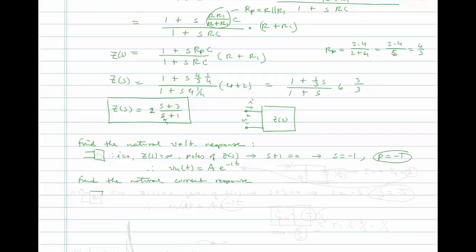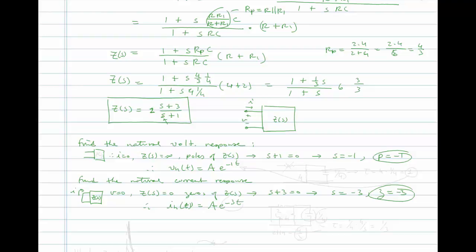And the natural current response is where I short this, right? And I'll have some current flowing, I. And we'll have V is equal to 0 in this case. So we're looking for the zero of the impedance. So this is the zeros of Z of S. What are the zeros? That's the numerator. S plus 3 equals 0. So therefore I get S equal minus 3, or Z for zero is equal to minus 3. And thus the homogeneous current response is equal to A e to the minus 3t.